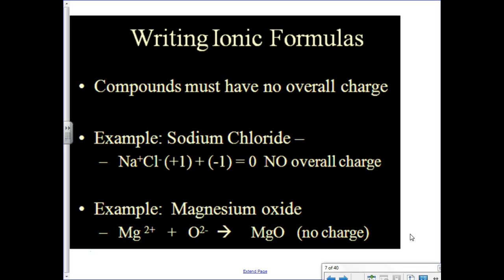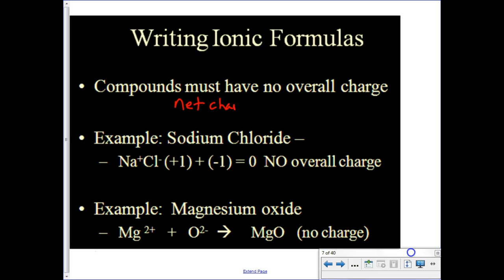So when we write ionic formulas, the compounds must have no overall charge. That means a net charge of 0. That's the same thing as a net charge of 0. So how do we get a net charge of 0?